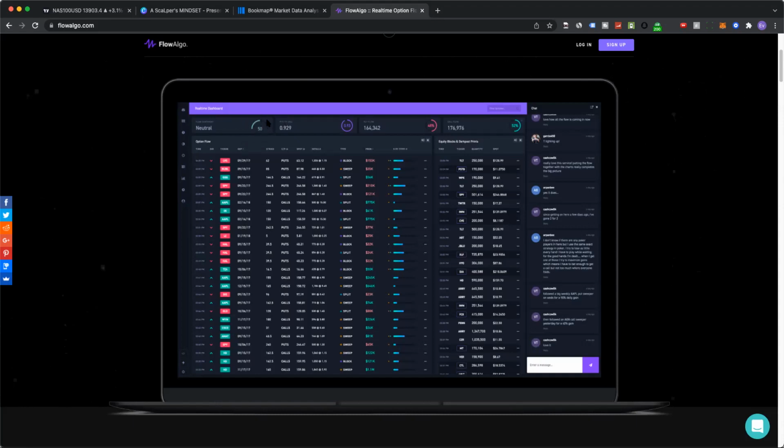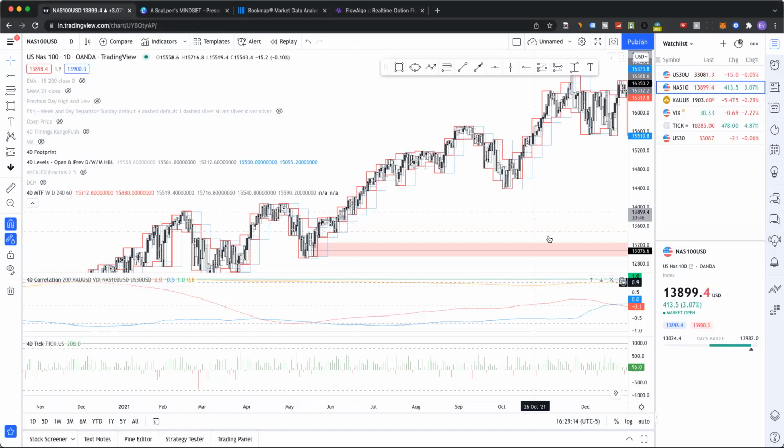When this thing starts going higher, then we can see, oh, most people are bullish on Apple, right? So it's going to give you a lot of insight into what's actually happening based on the options market. Okay. Let's go into our tools.